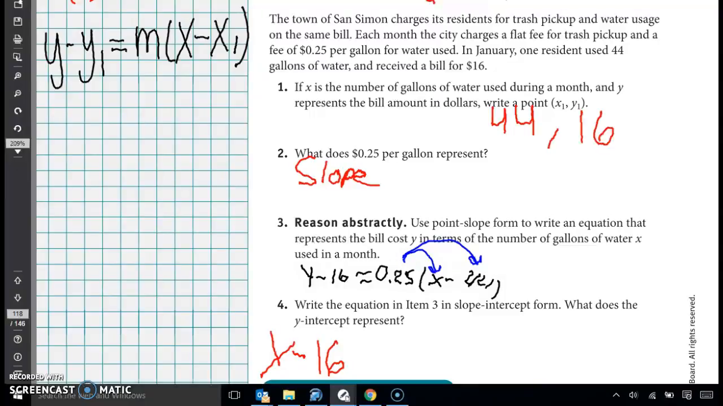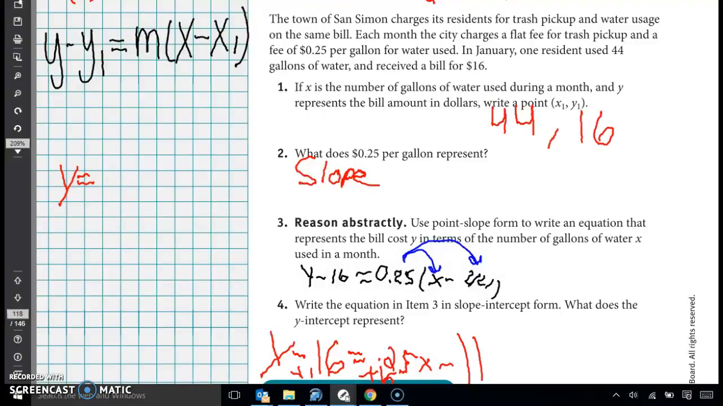So what's 0.25 times x? 0.25x. All right, and then what's 0.25 times negative 44? Negative 11. So we're going to subtract 11. All right, so is it in y equals format yet? No. What do we need to do? We need to move that 16, so we're going to add 16 to both sides because we need to zero it out on the left side of the equation. So adding 16.